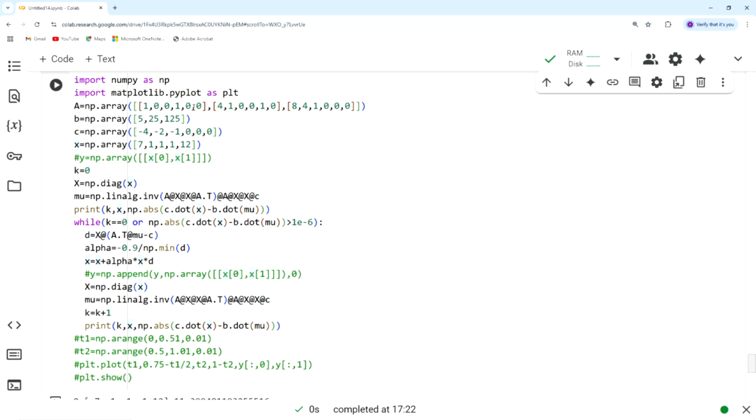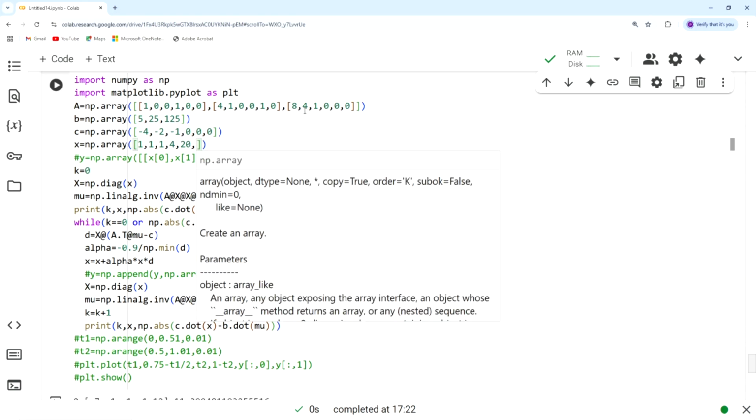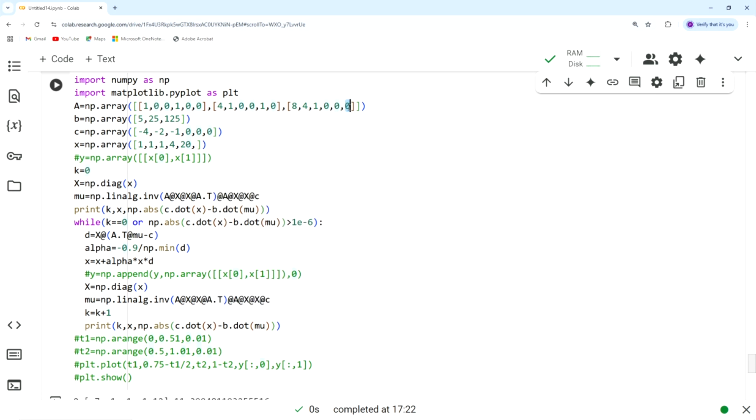And X, we started there with all zeros, but here we can't do that. So we will start with 1 1 1, not a big issue. So this is going to be 4, because x1 plus x4 is 5; here it is 4x1 plus x2 plus x5 is 25. So you have 5 plus 20 is 25, right, so this has to be 20. And here it is 8 plus 4 plus 1, which is 13, 13 plus x6 is 125, so that is 112, okay. So we have got all of A, B, C and the initial point.